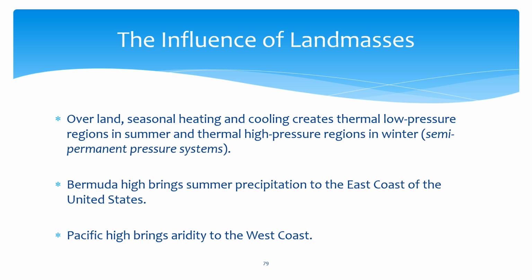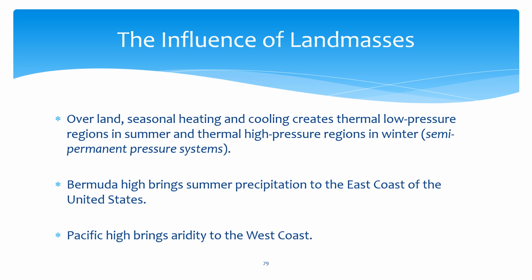So over land, our seasonal heating and cooling creates these thermal low pressure regions in summer, because the atmosphere over the land is going to be hotter in summer than it is going to be over the ocean. And then thermal high pressure regions in winter. High pressure because that land is going to be colder than the temperature out over the ocean.